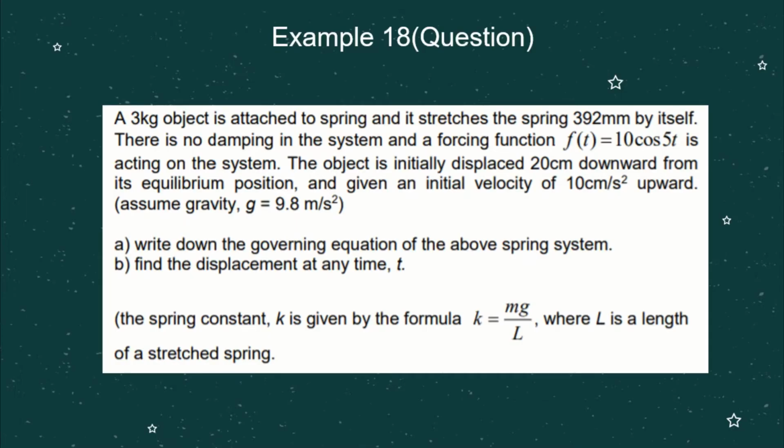For example 18, a 3 kg object is attached to a spring and it stretches the spring 392 mm by itself. There is no damping in the system and a forcing function f(t) equal to 10 cos 5t is acting on the system. The object is initially displaced 20 cm downward from its equilibrium position and given an initial velocity of 10 cm per second upward. From the words there is no damping in the system, we can get the general solution of the mechanical vibration. We need to write down the governing equation of the above spring system and find the displacement at any time.